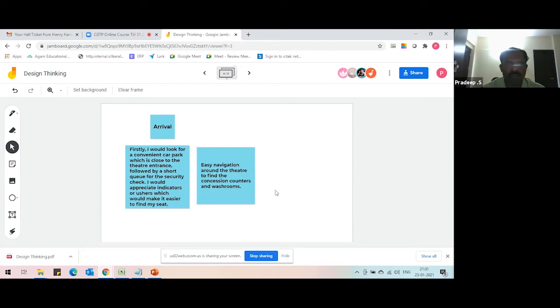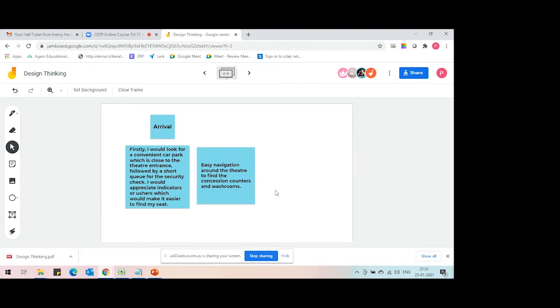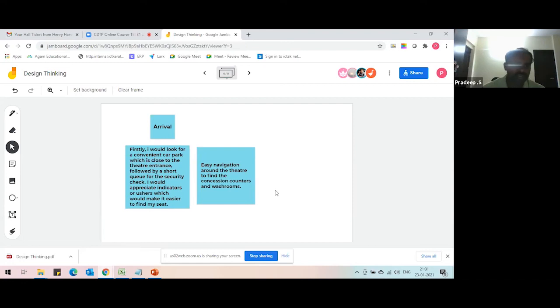How about showing the ticket and getting the confirmation that you have taken the ticket? I think that is covered in security check. Yes, that is covered in security.